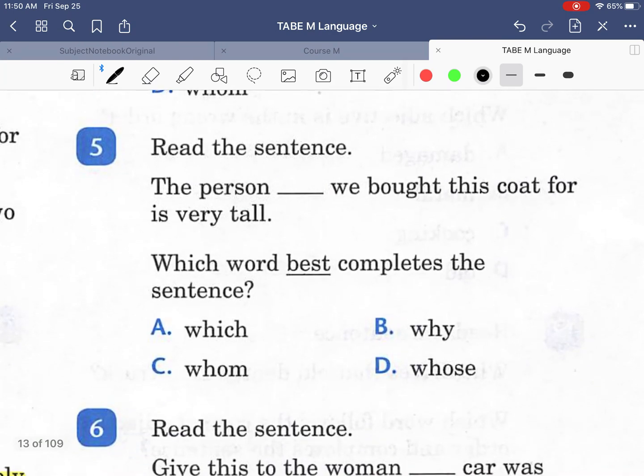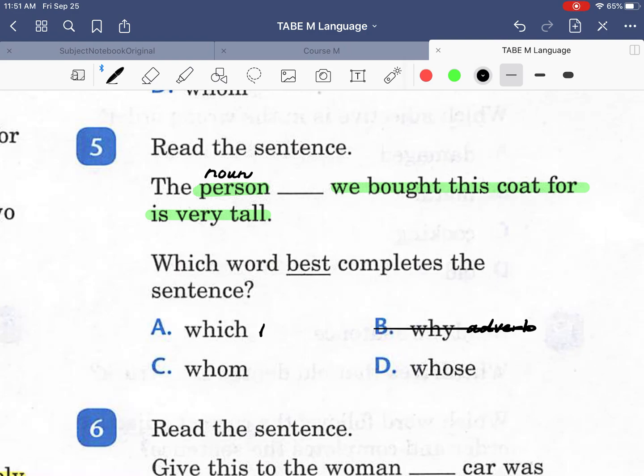Number 5. The person blank we bought this coat for is very tall. So this time I'm describing a person. Person is a noun. So we're looking for a pronoun, not an adverb. Why is an adverb. So we can eliminate that one. We don't want a why. We're talking about a person. We're describing a person. So we can choose from which, whom, or whose.